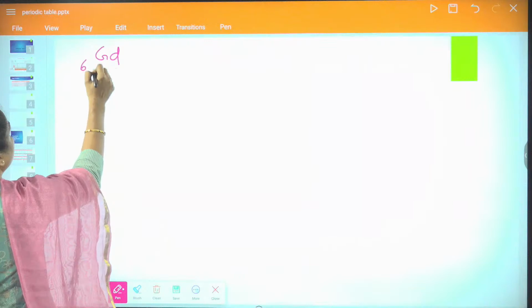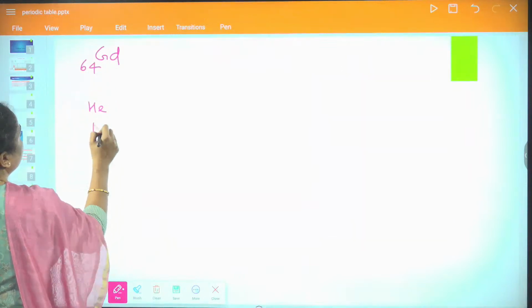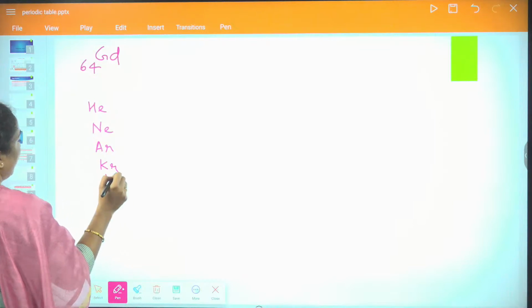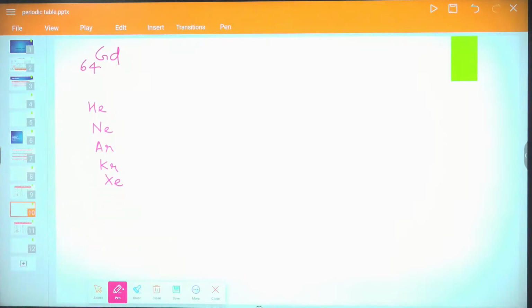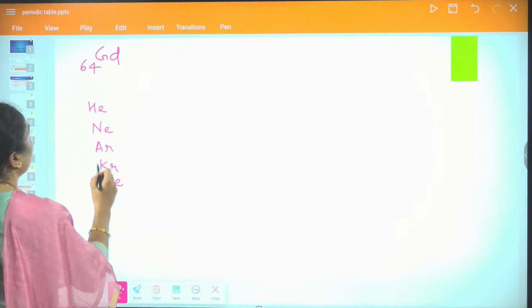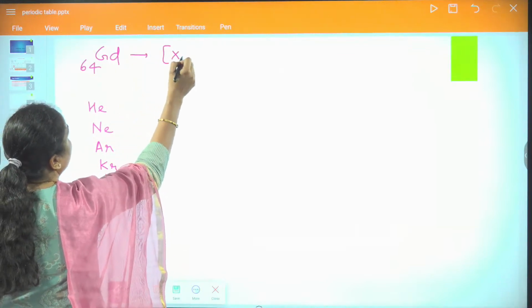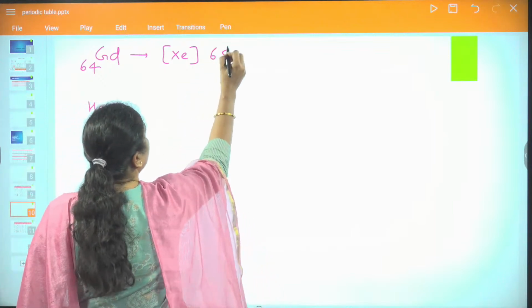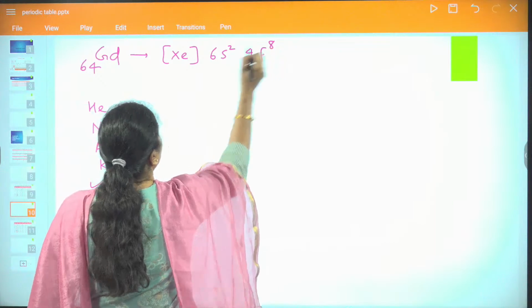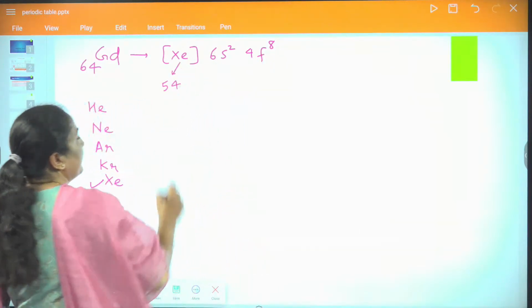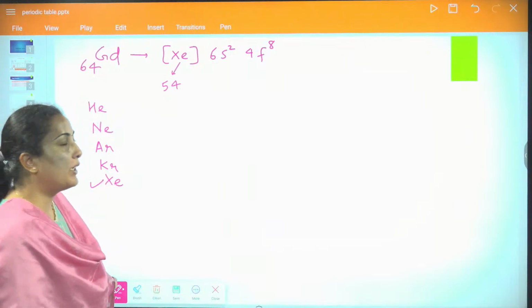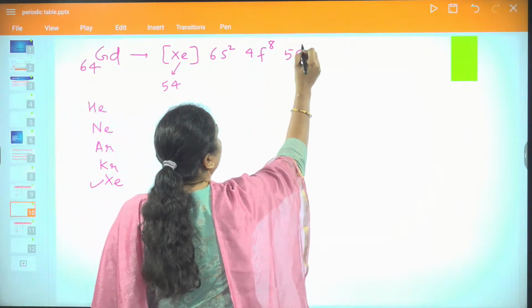Gadolinium is basically 64. You have helium, neon, argon, krypton and xenon, right? So for gadolinium, again, which one is closer? You have xenon. Xenon marks the ending of the fifth period. So after that, we'll have 6s2, 4f8, right? This is 54, so 54 plus 2 is 56, plus 8, 64 done. And then you will be writing 5d0.